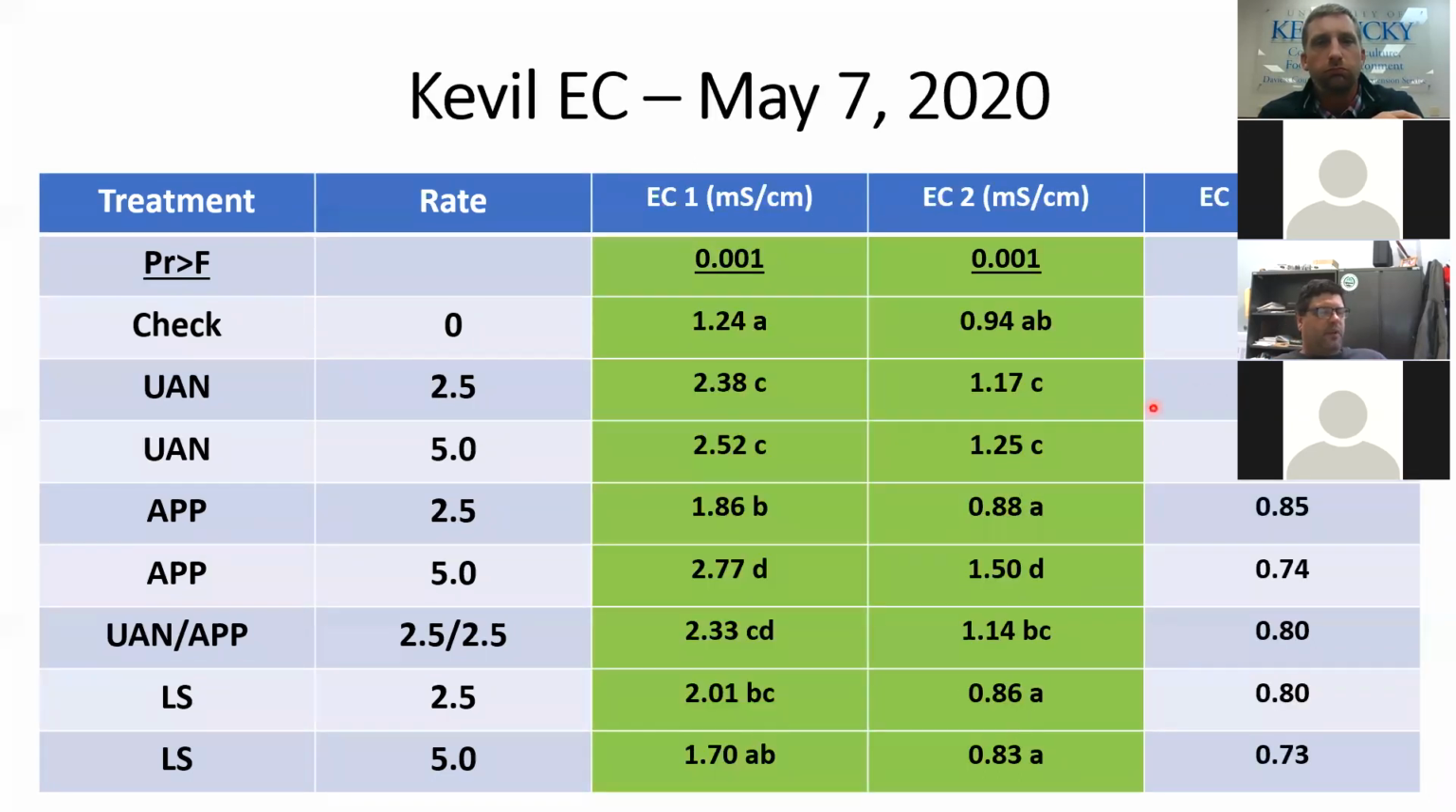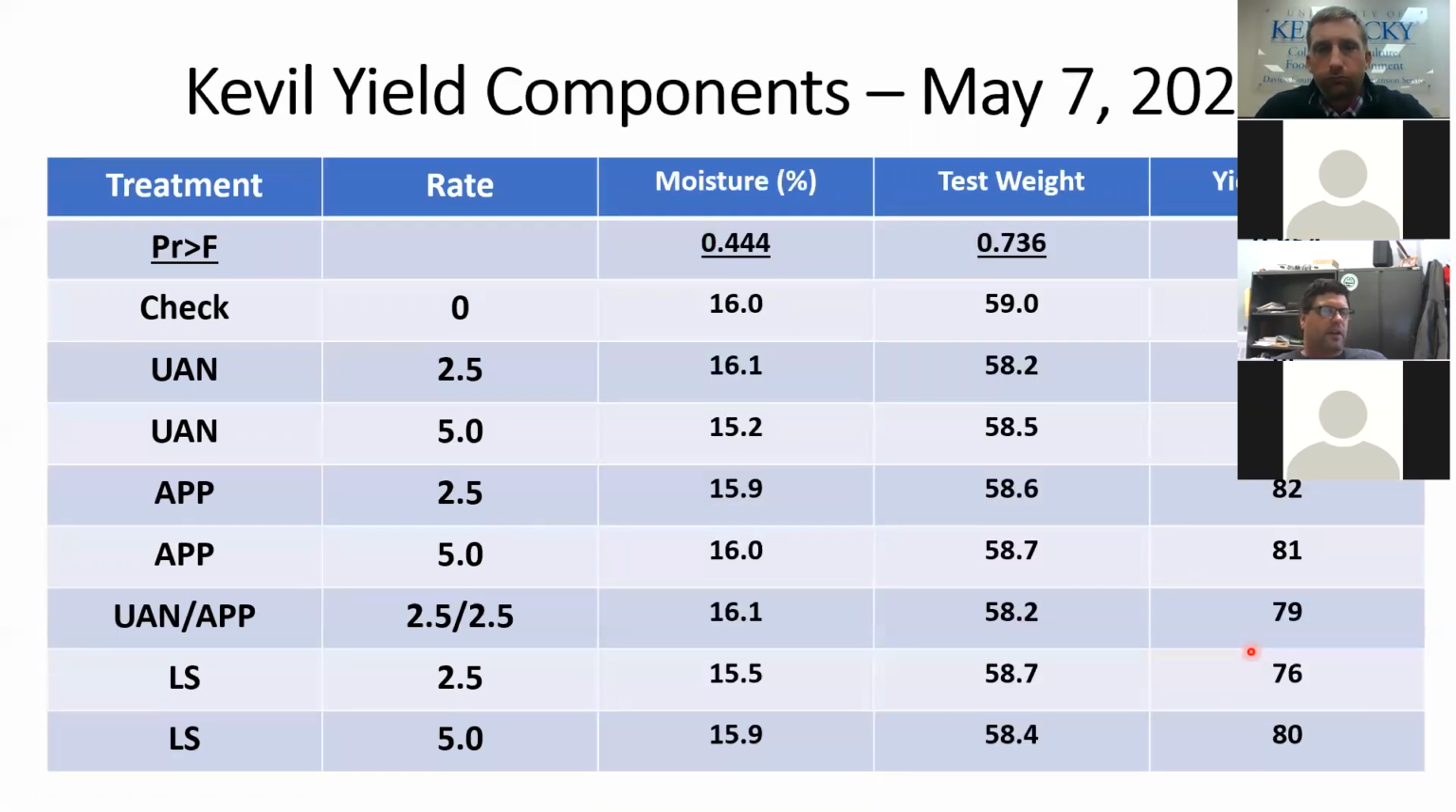EC, we did see a little bit of a difference with the EC. All the products except for this low salt were slightly higher than the check. And then pretty much the same thing going on here, just these UANs, which we'd expect to have a little bit higher salt content just due to the product itself. However, that third one, there's no differences in our electrical conductivity. Our yield components, no difference in moisture, no difference in test weight, and our yield.